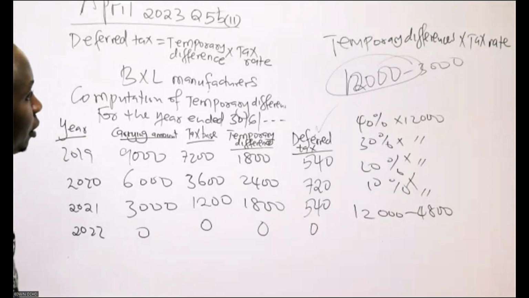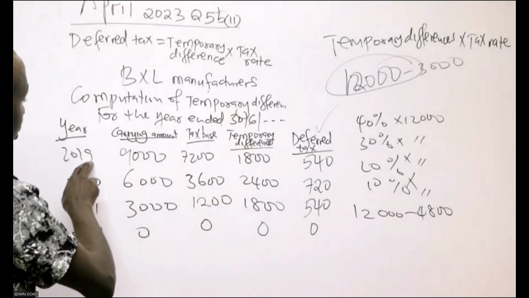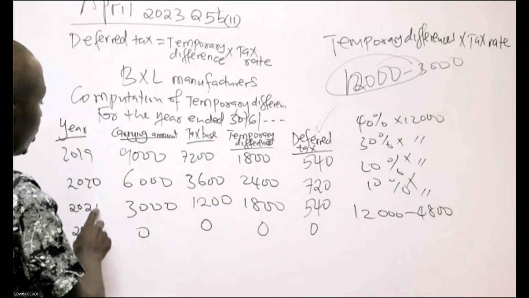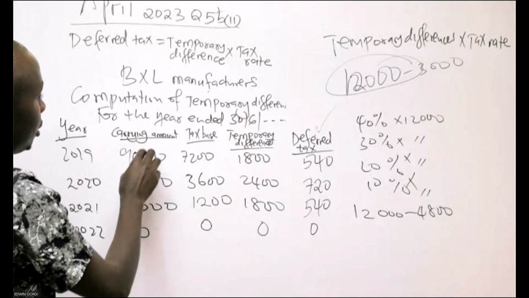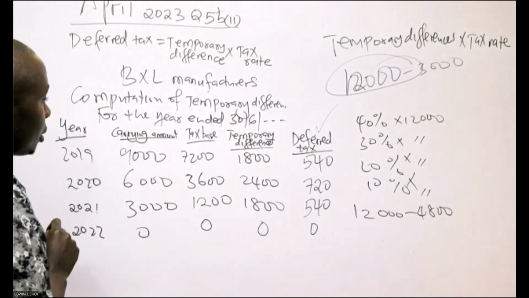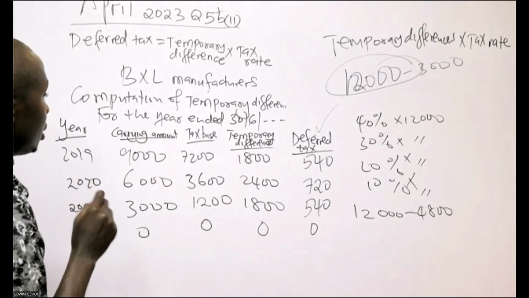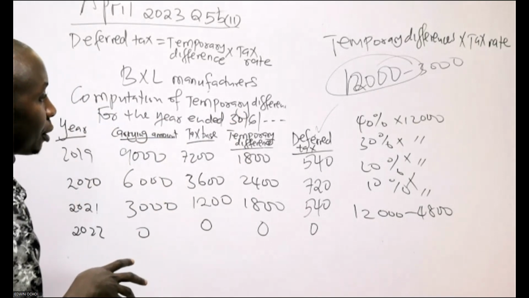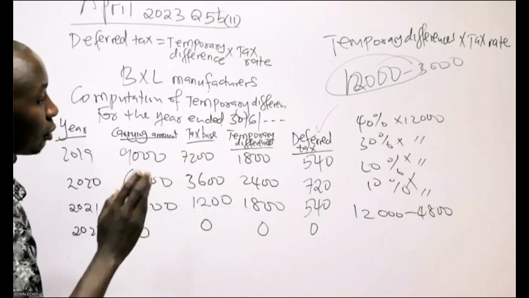So in short, what we have done here for computation of temporal difference is all about, remember that we have the years 2019, 2020, 2021, 2022. Carrying amount is all about the cost minus accumulated depreciations. And we know that it's on the asset. You are given an equipment there at 12,000, so you minus your accumulated depreciations. Depreciation on a straight line basis for each year was 3,000.